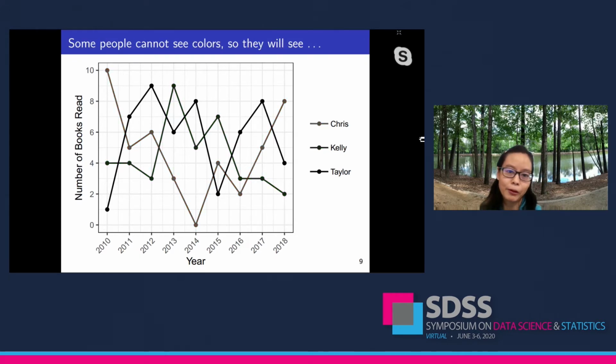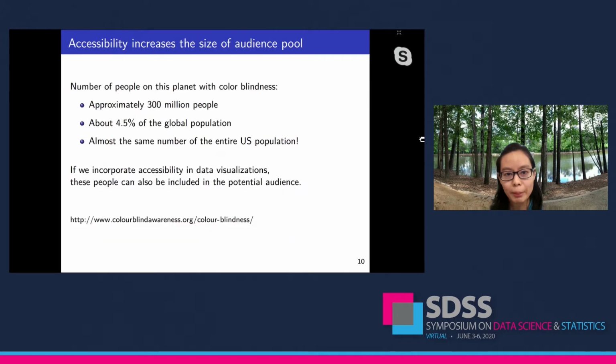But some people are going to see the graph like this because they cannot see colors. We can see the gray line is for Chris, but we won't be able to tell which one is Kelly's and which one is Taylor. So, okay, I see the graph, but I cannot read it. It's not accessible. And this is a problem more common than we have imagined.